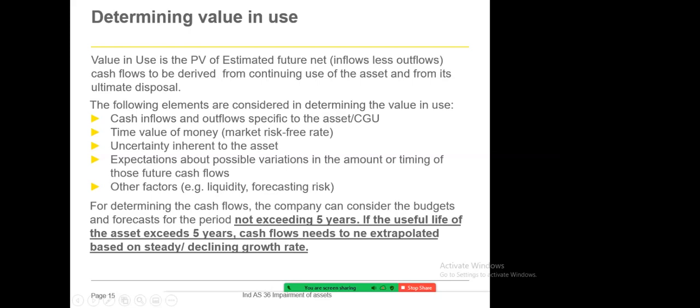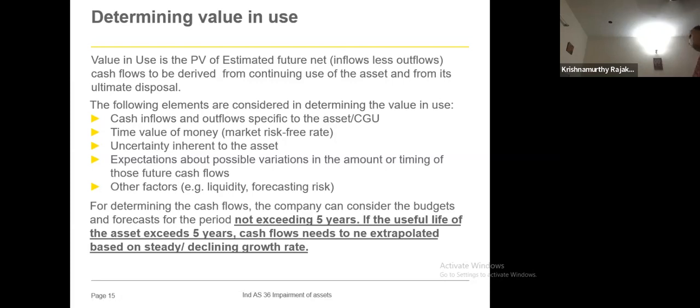But for the period over and above those 5 years, how do we calculate the cash flows? The standard says we need to extrapolate the budgets and forecast using a steady or declining growth rate. That means we cannot take an increasing trend. We can either take a steady growth rate or a declining growth rate, but we cannot take an increasing growth rate. Why? Because on the one side we are saying that we are going to impair that asset, and on the other side we want to take an increasing trend. Both things are not possible.